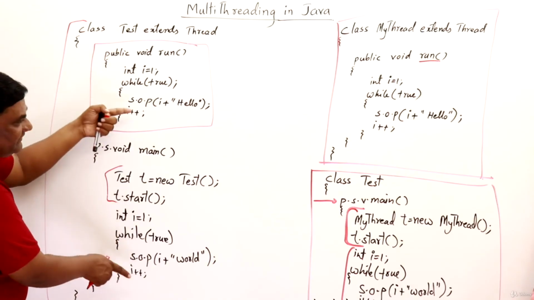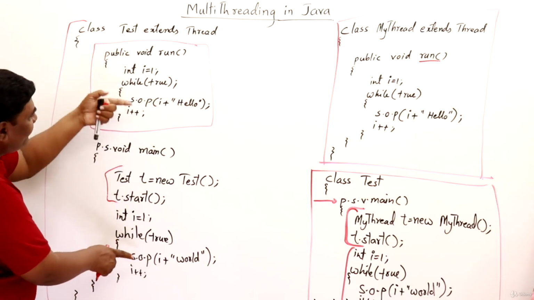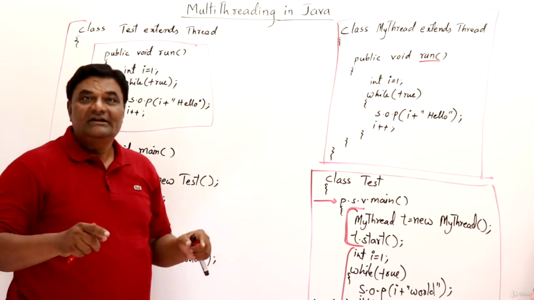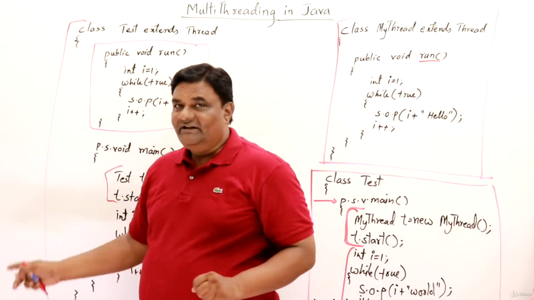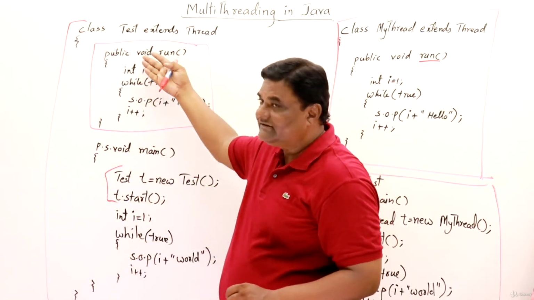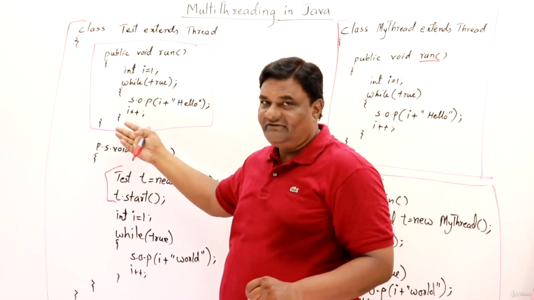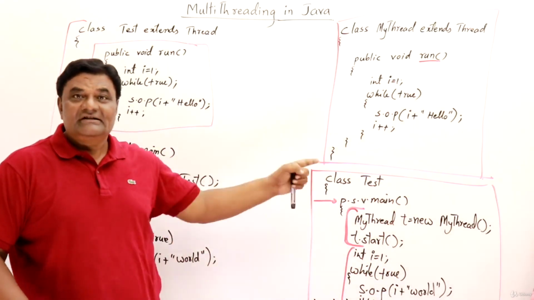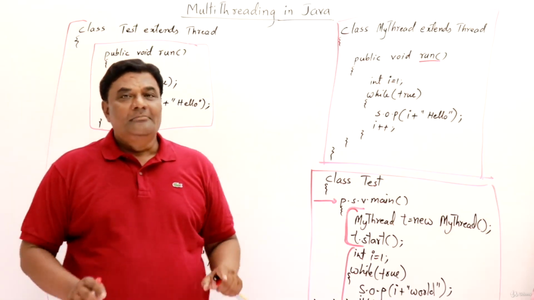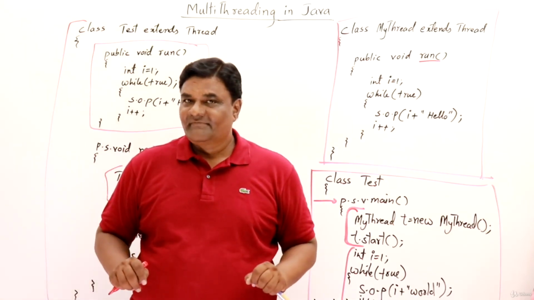They enter the infinite loop. This is also an infinite loop. So two different infinite loops will be running simultaneously as two different threads. One is the main thread and another one is a user-defined thread. These two will be running simultaneously. So the code is written differently, but the working is the same.